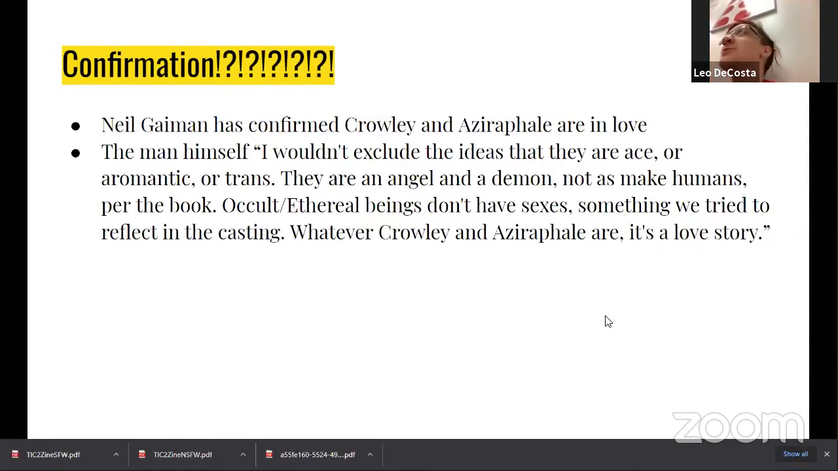So we do kind of have confirmation from Neil Gaiman himself that Crowley and Aziraphale are in love. He said on Twitter, I want to exclude the idea they're ace or aromantic or trans. They are an angel and a demon, not human, per the book. Occult ethereal beings don't have sexes, something we tried to reflect in the casting. Whatever Crowley and Aziraphale are, it's a love story. So next slide.